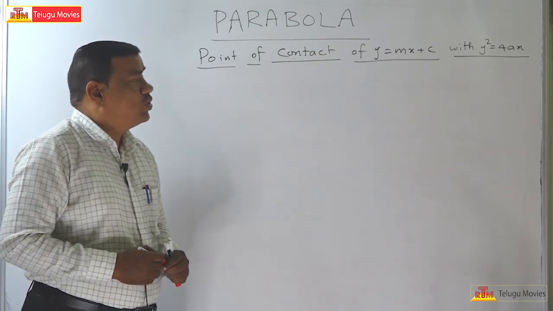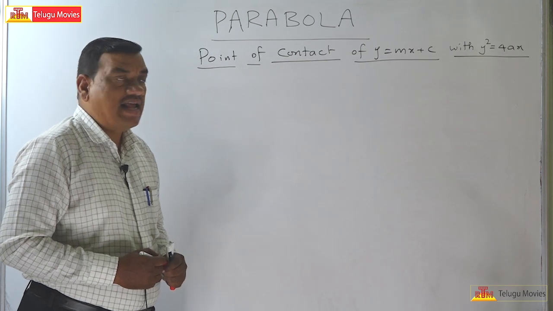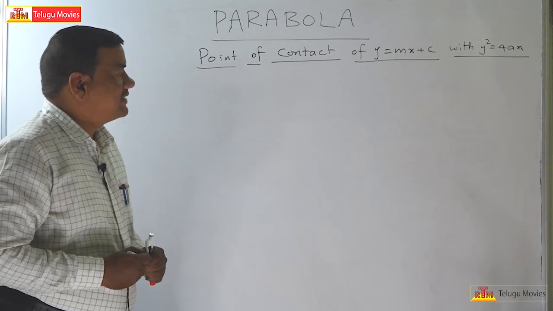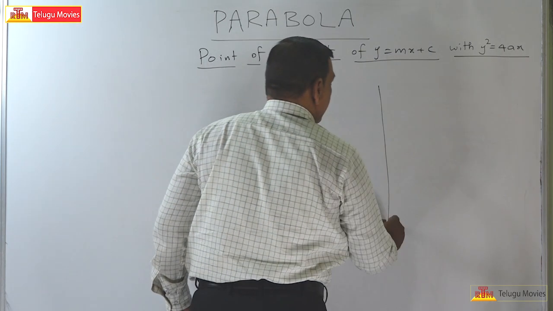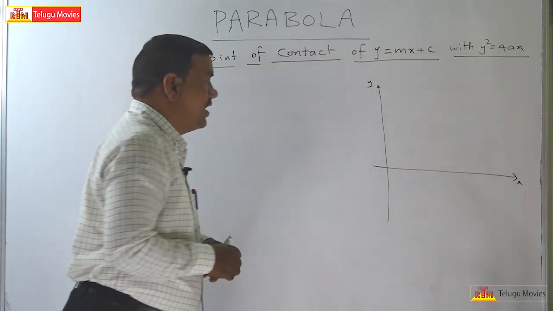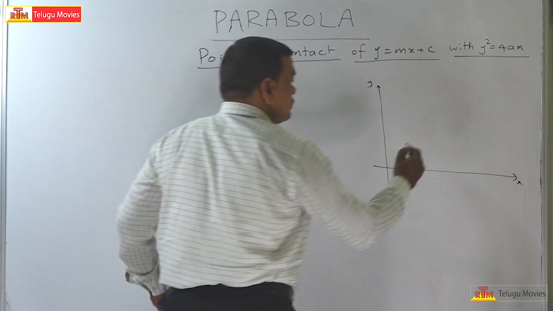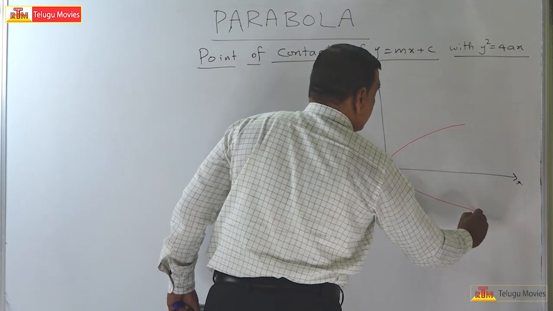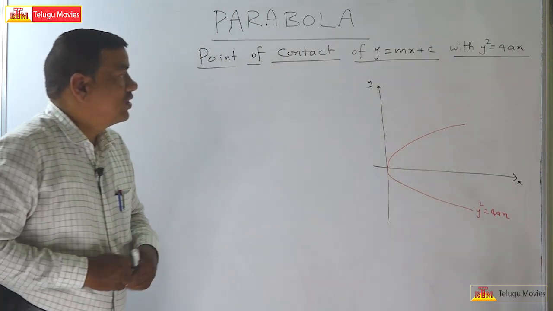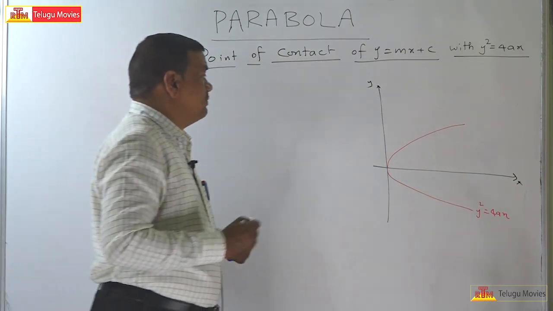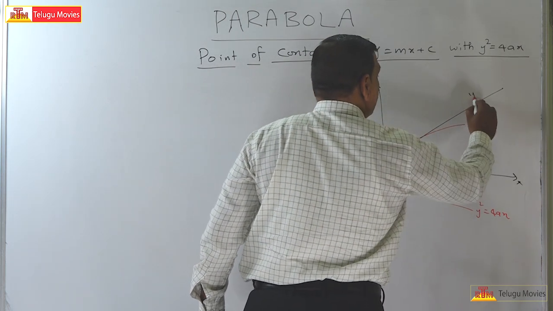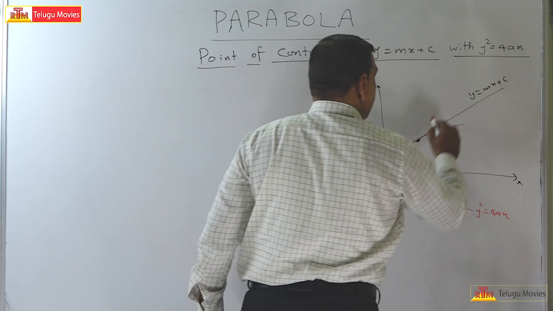If y is equal to mx plus c is a tangent to the parabola y square is equal to 4ax, that means I will draw the diagram. So, this is the x-axis and this is the y-axis, and there is a parabola y square is equal to 4ax. If y is equal to mx plus c is a tangent, then y is equal to mx plus c is a tangent.